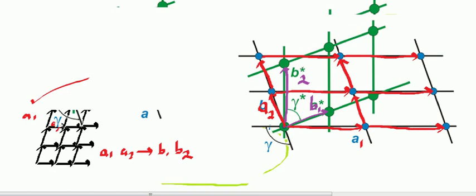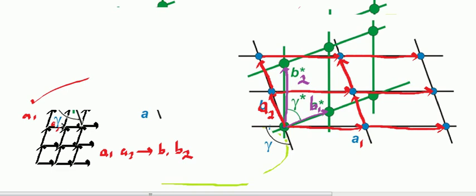Everything that you see in green is the reciprocal lattice of the real red crystal lattice. That reciprocal lattice has two vectors b1 and b2, and using those two vectors we can span the entire reciprocal lattice crystal, the same way you use A1 and A2 to span the entire crystal in real space.